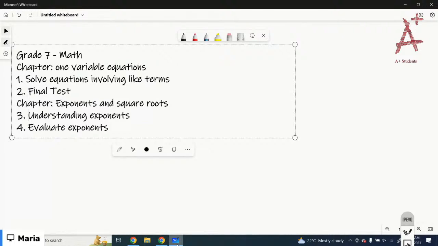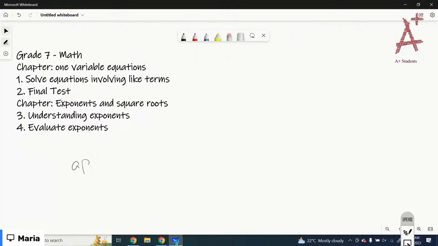So we're going to start with grade 7 maths. You can find all the lessons on aplusstudents.com. You have to log in there using your email address and the password provided by the administrator. Then you have to select math from the subject tab. Scroll down to grade 7 maths and then click on view all lessons.